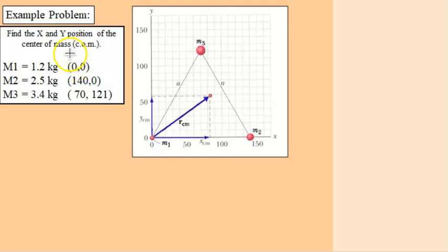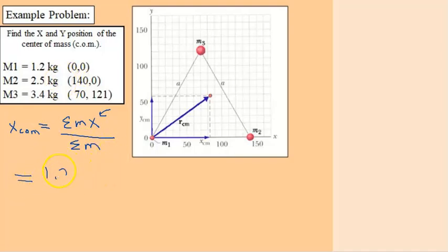And you have the x and y coordinates of each blob. All right, so to find the x coordinate of the center of mass, we're going to weight each coordinate x by how much mass is there. So the mass is kind of like how many tests there were. So 1.2 people got a 0 on a test. I know that doesn't make any sense, but 2.5 people got 140 on a test, and 3.4 people got a 70. Okay, and then we're going to divide by all of the mass.